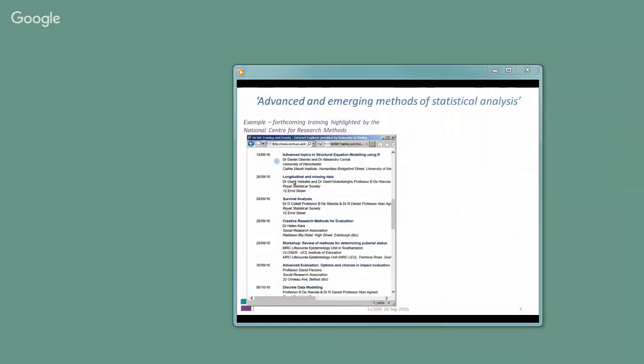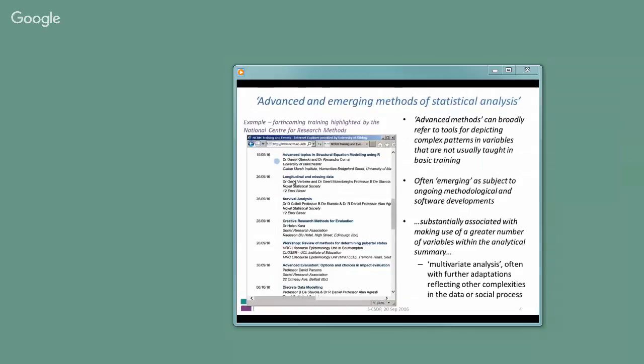techniques of statistical analysis. Highlighted on screen, for example, just what happens to be the next things in line on the National Centre for Research Methods website. Some courses going on around about now on different examples of advanced statistical methods and advanced analytical methods in general.